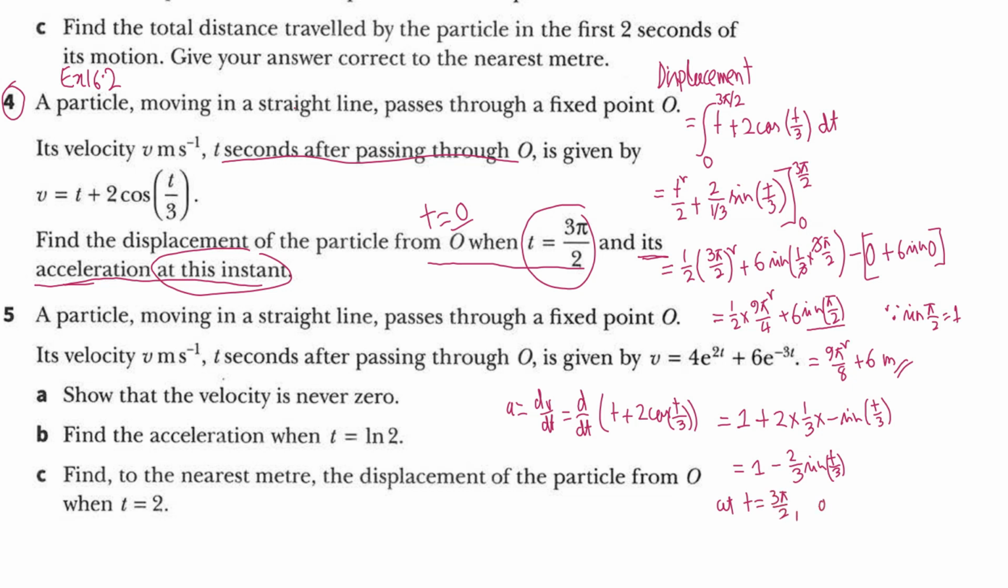Our acceleration is minus 2 by 3 sine of 1 by 3 into 3 pi by 2. So we can cut out, which gives sine pi by 2, and we know sine pi by 2 equals 1. So from there the value comes to minus 2 by 3, and its unit is meter per second square.